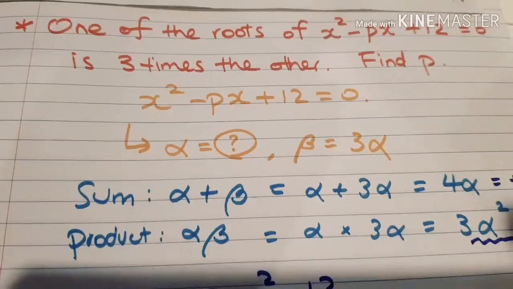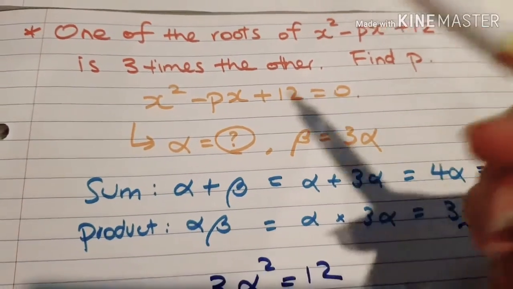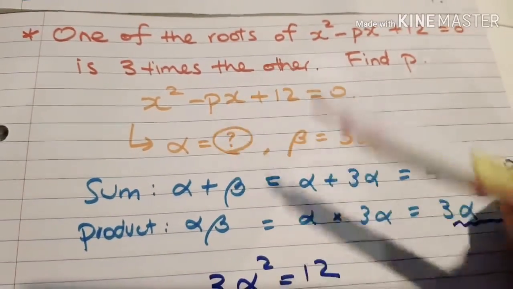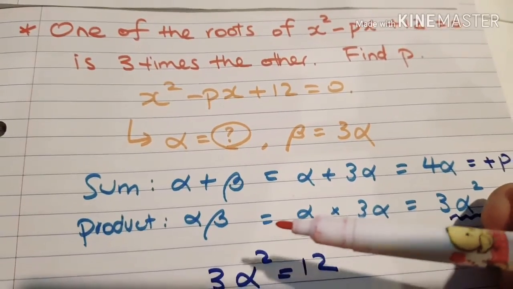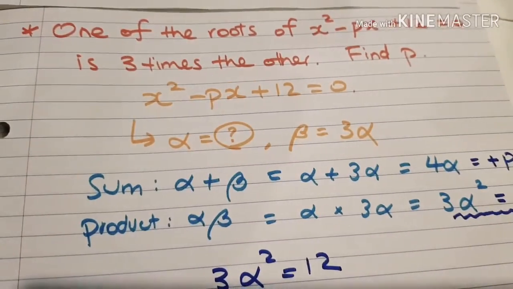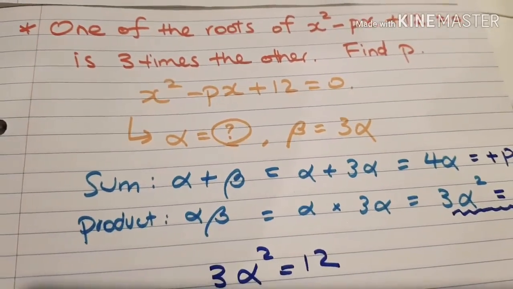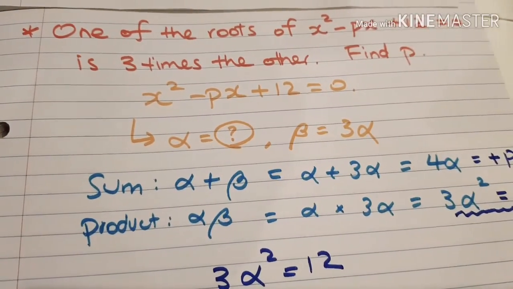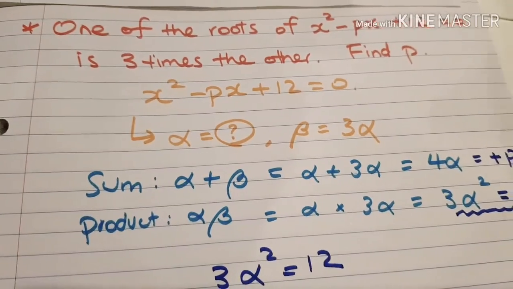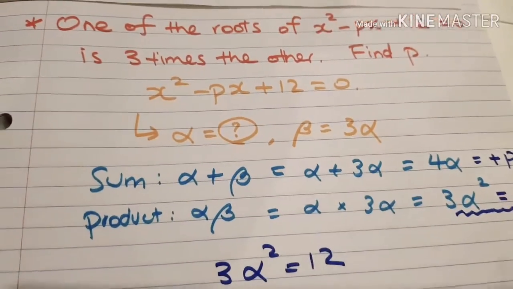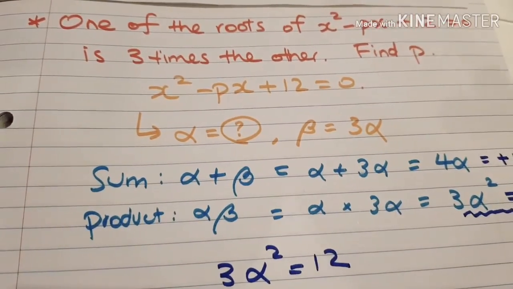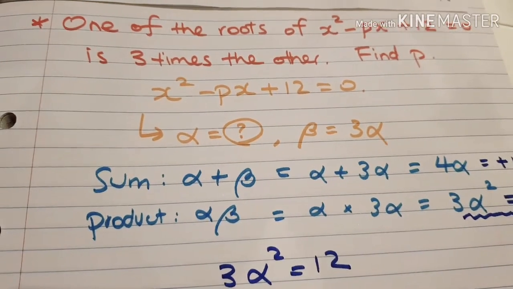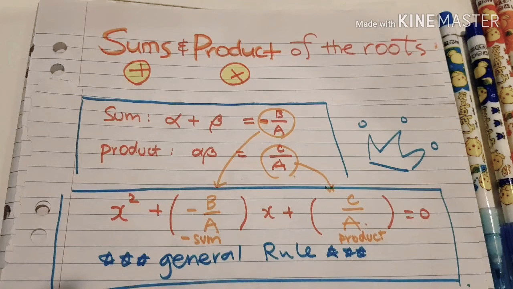Okay, so here you go. It was only giving one unknown, but this time it didn't really give us the exact value of one root, but instead it gave us a hint that one root is 3 times the other. So we could form the roots like this. Right, so we covered the second part of the sum and product of the roots.